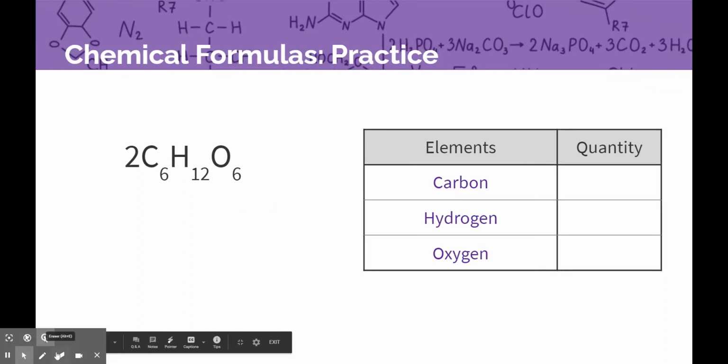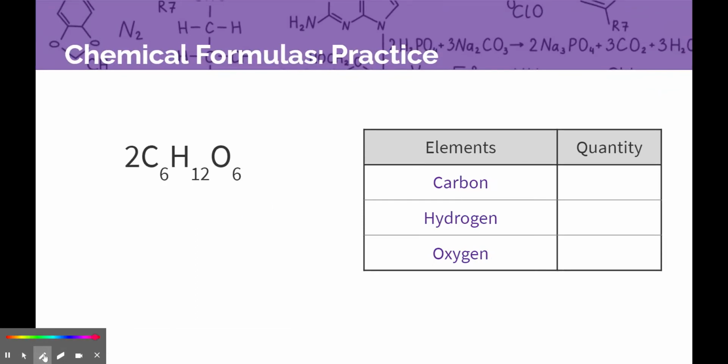Okay, let's do one more. This one does have a coefficient, which is 2, so we're going to ignore that for now. And every single element here has a subscript already. So I've given you the elements. It's carbon, hydrogen, and oxygen.